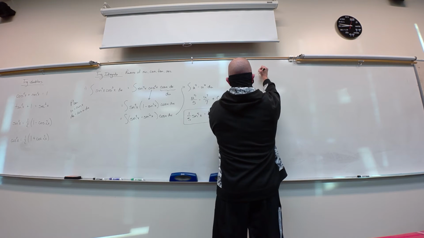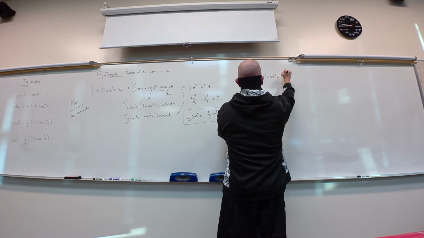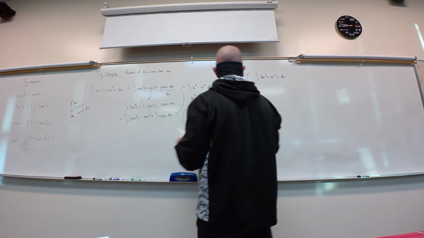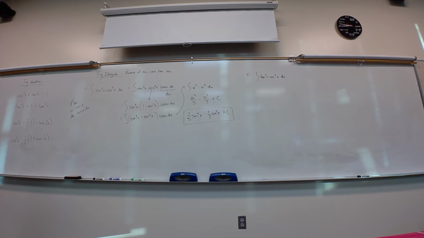Let's look at this one. Let's go integral tangent squared x secant fourth x dx. So I'm going to work through my plan. All right, now tell me this. What's the derivative of tangent? Secant squared. Derivative of tangent, secant squared. What's the derivative of secant? Tangent secant. So I've got to remember that because here comes my plan.